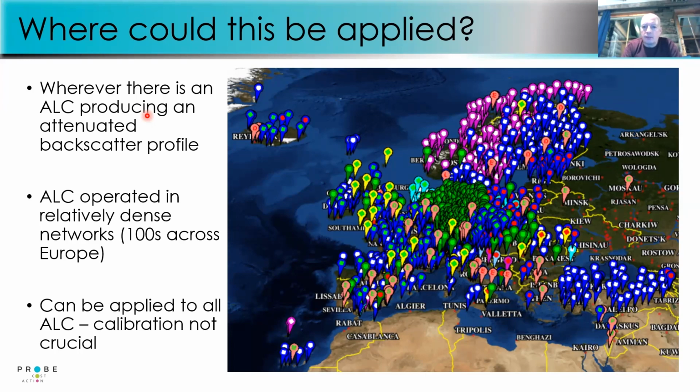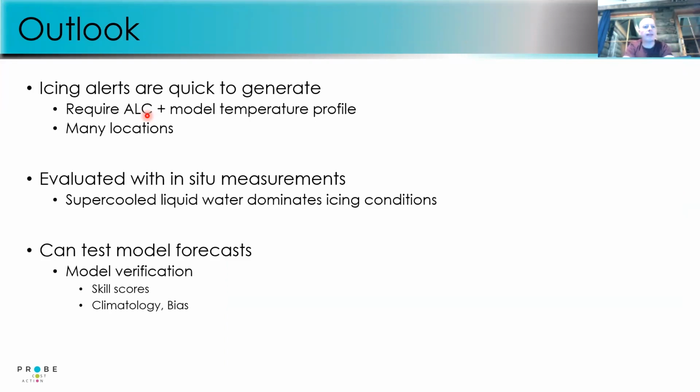Okay, so in principle, we can apply this to anywhere in Europe. Of course, not everywhere is interested in it close to the surface, but maybe higher up still might be important for aviation. Okay, the other good thing is icing alerts are very quick to generate. We just need the ALC profiles in time and the model temperature profile, so we can do that at many locations, and we can basically produce this within a few seconds of getting the data in.